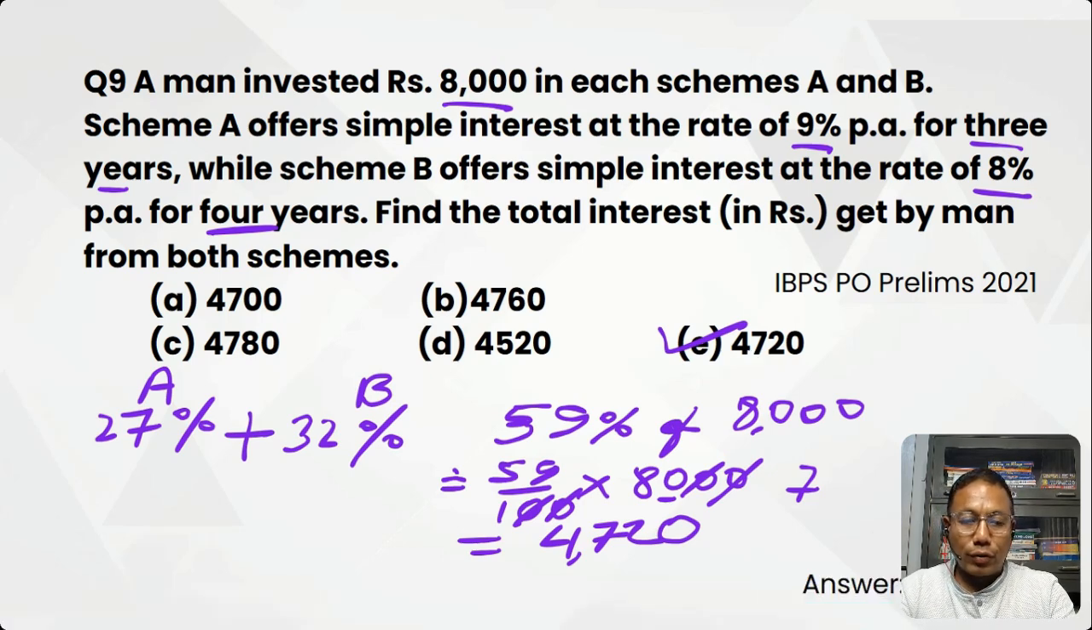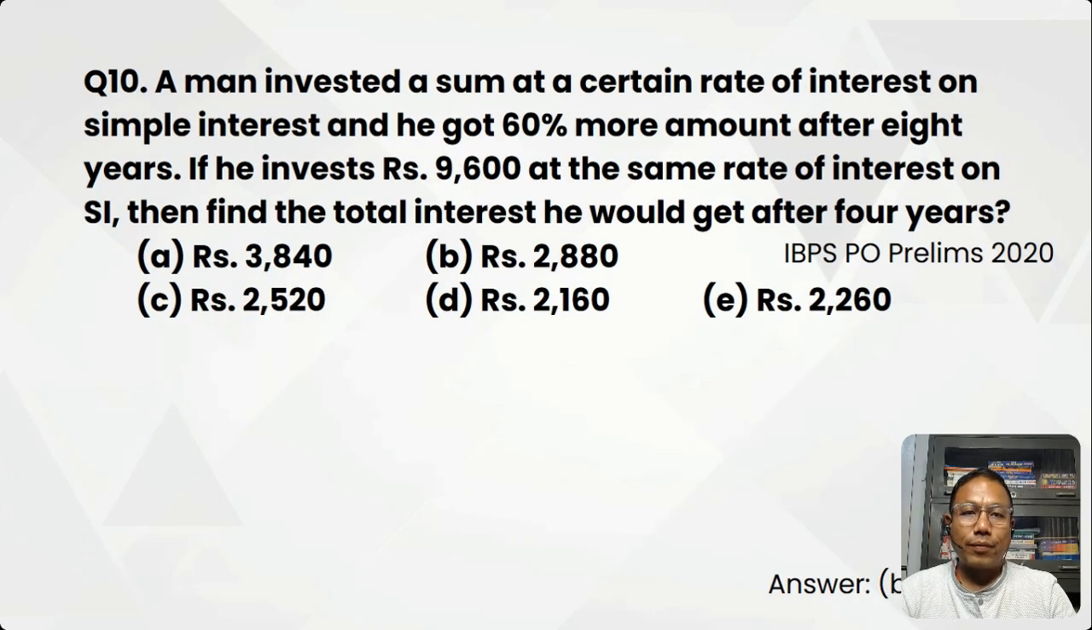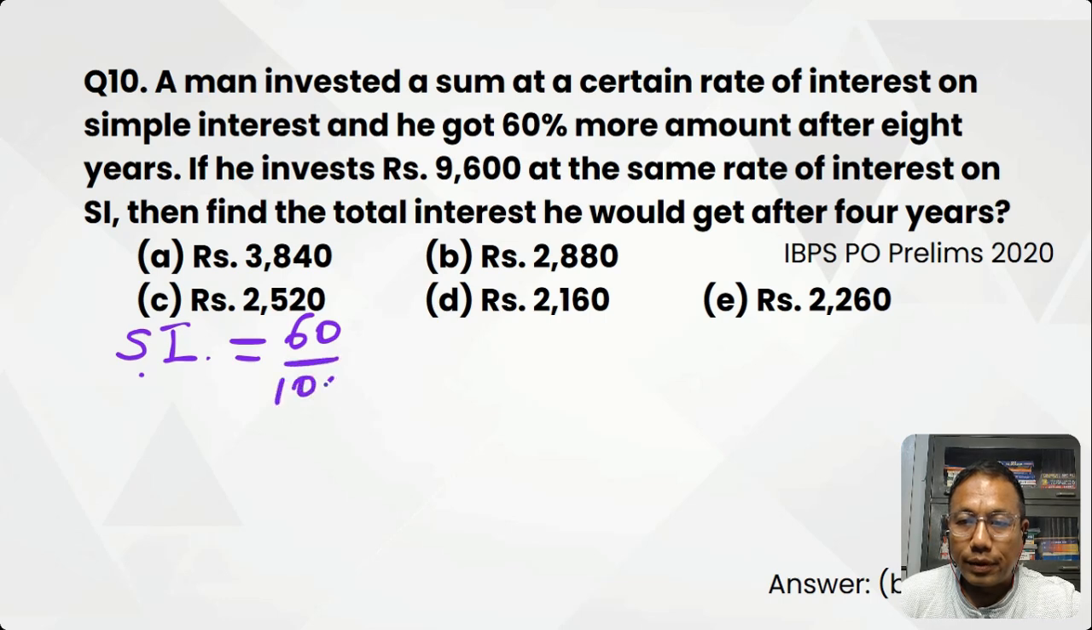You want me to solve more questions? This is IBPS Prelims 2021 question. Let's solve question number 10. A man invests a sum at a certain rate of interest on simple interest and got 60% more amount. That means your simple interest is 60% of the principal.